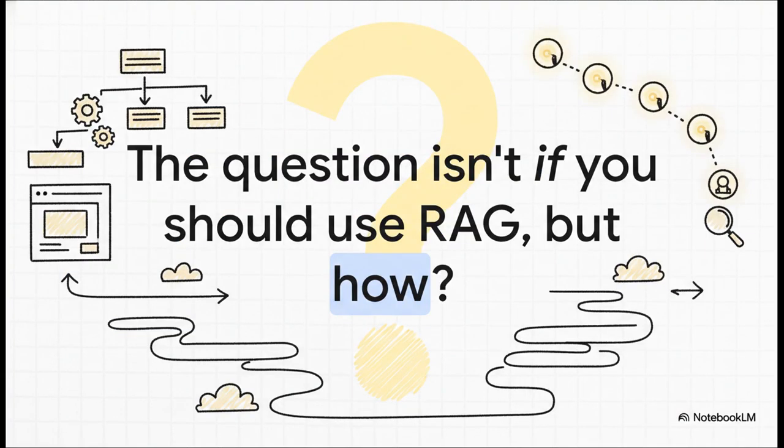And that really leaves us with this final thought. As this technology gets baked into more and more of the apps we use every single day, the question really isn't if developers should be using RAG anymore. The real question is how we can best use it to solve our own unique problems. This is a fundamental shift in how we build with AI, and it's all happening right now.